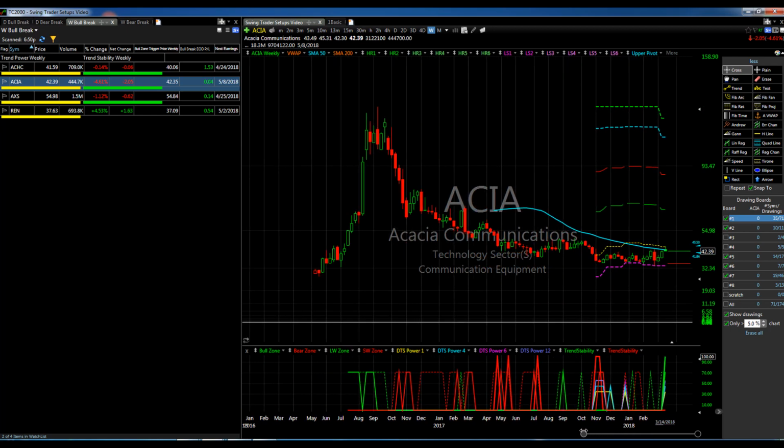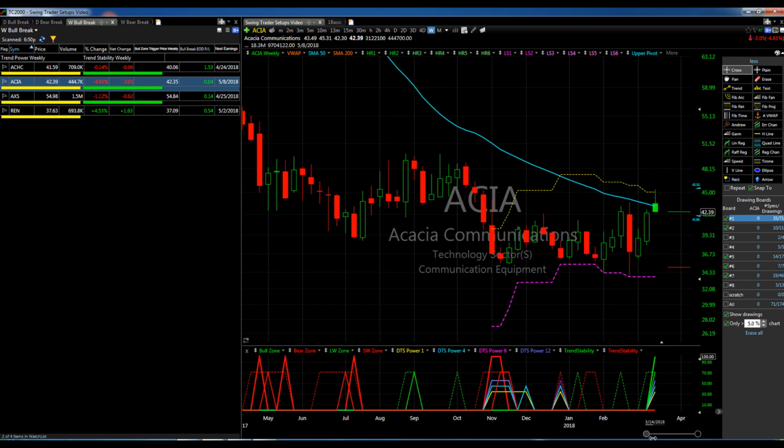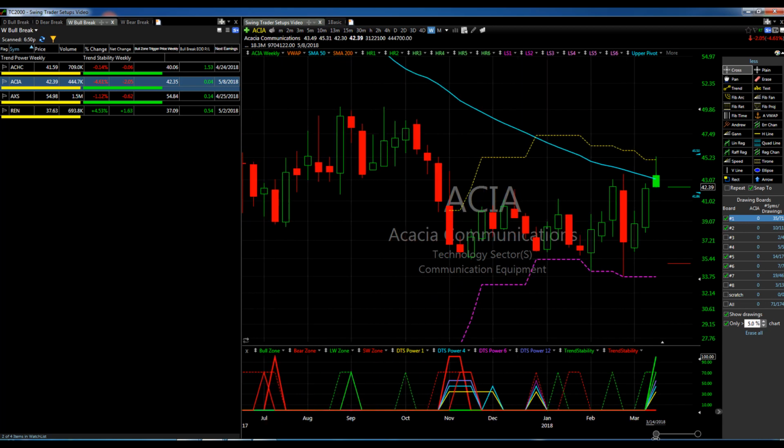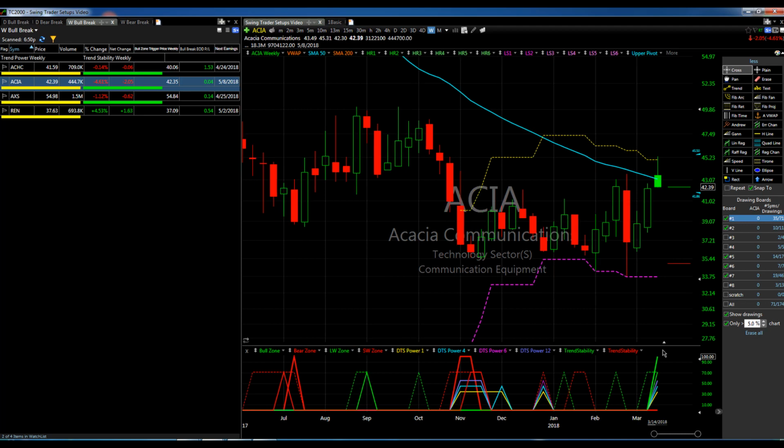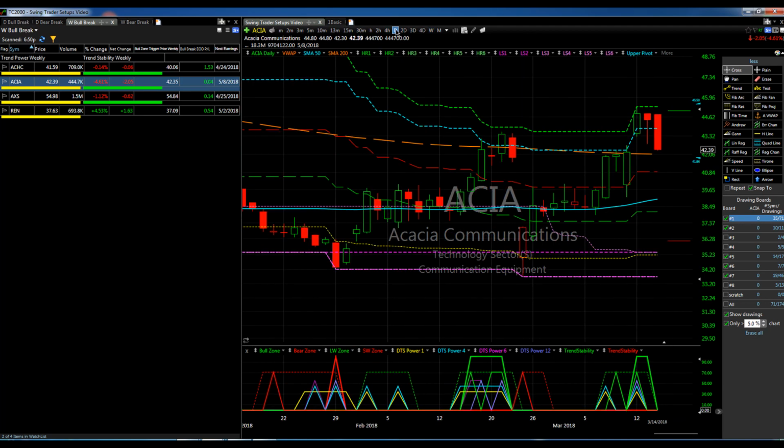This has been basing down here. It's trying to get through this 50 week average. Now it's actually pulled back for the week. It's still in the bull zone, and it may be next week before it goes, depending on what this market does. I know it's got to be having an effect on everything.